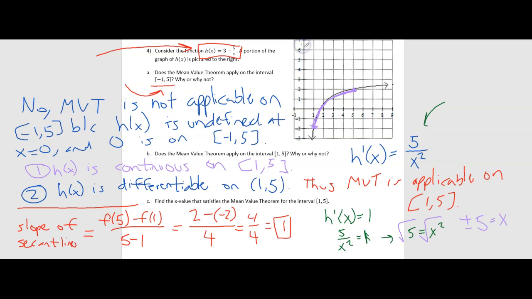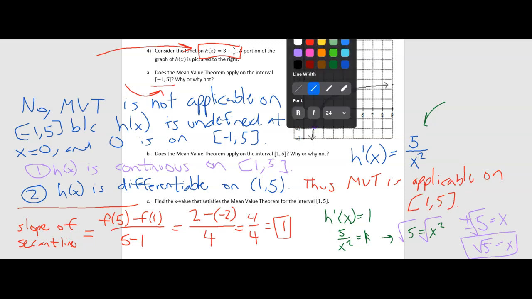But we have to think about which points are on the interval. Which points are on the open interval 1 to 5? Well, negative square root of 5 is not on that interval. So we actually just go with the positive root of 5. That is the x value that we are looking for, the square root of 5.